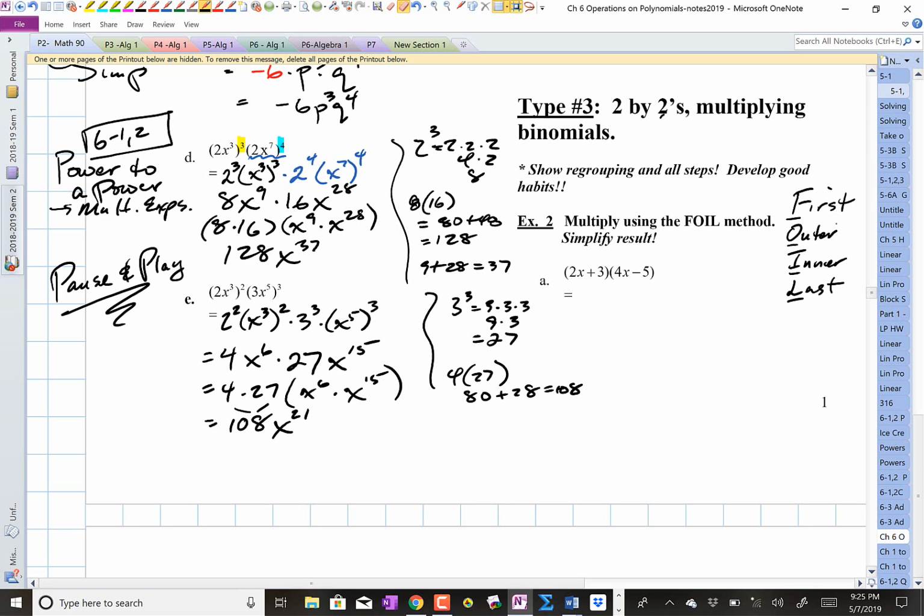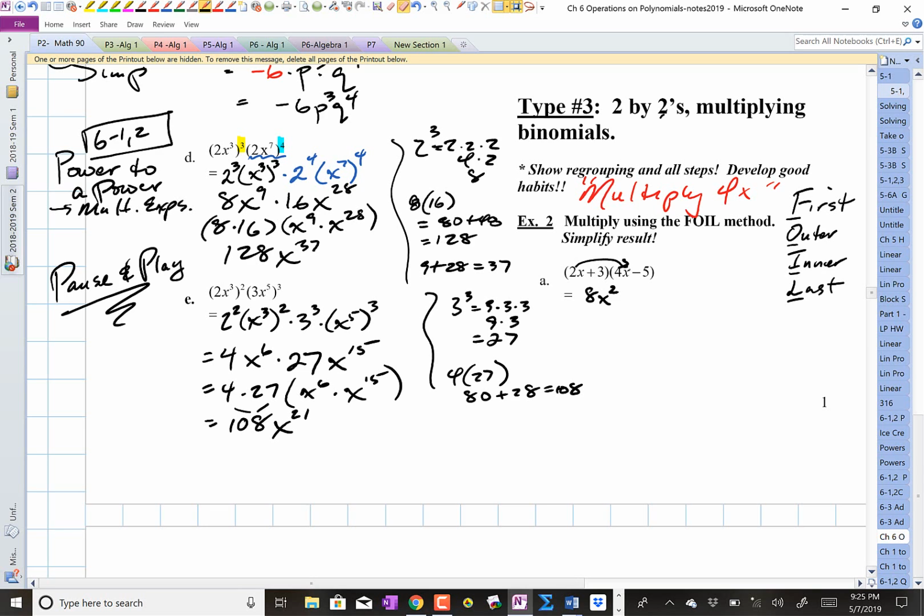The FOIL method is called first, outer, inner, last because you distribute or multiply 4 times when you multiply binomials. The key is to multiply 4 times, because you've got 2 terms times 2 terms. 2 times 2 is 4, so you're going to be multiplying 4 times. That's the key. So here we go. We're going to take 2x times 4x, so first times first. That's the first product. 2x times 4x is 8x squared.